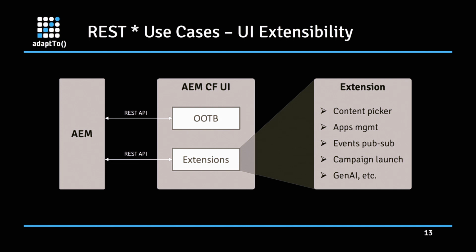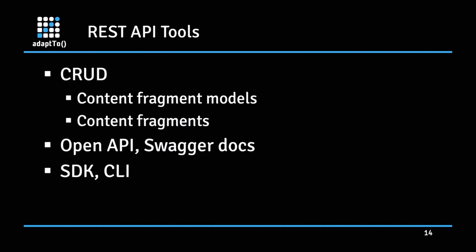Those can be, for example, a custom content picker, or some kind of custom flow for app management, events popping up, or when you want to launch some campaign using emails. And nowadays, you might want to create your content with Gen AI and so on. So again, that is what we have for the REST API tool.